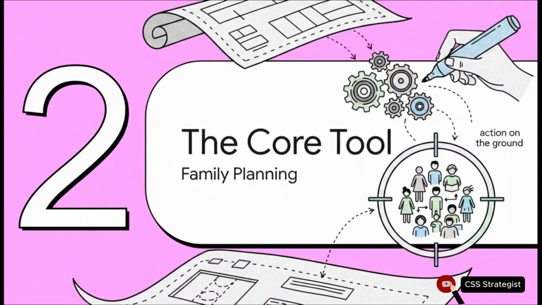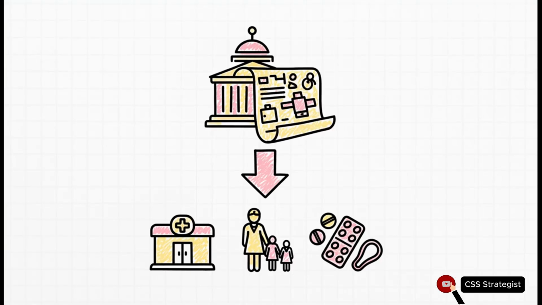Okay, so we have this big, grand strategy. But how do you actually make it happen? How do you take a national blueprint and turn it into action on the ground? Well, the answer is in its primary tool. For your exam, you have to be crystal clear on this relationship. Population planning is the big picture policy. It's the what and the why. Family planning, on the other hand, is the set of practical tools and services that get the job done. It's the how. Think of it as the operational arm of the whole strategy.